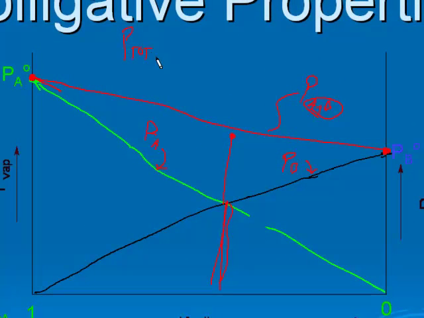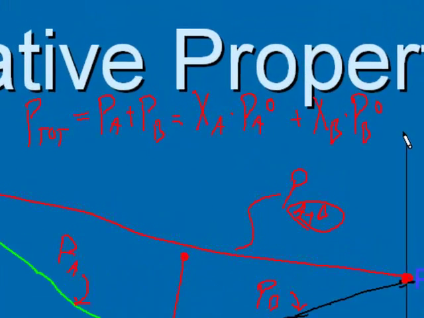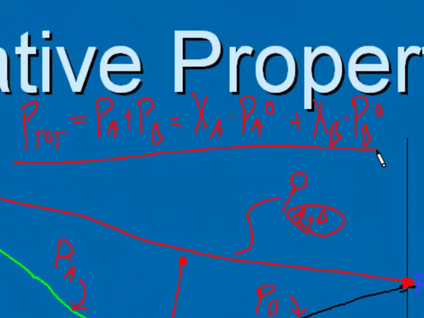So what does Raoult's law say then in mathematical terms? The total pressure, pressure A plus B, is equal to the partial pressure of A plus the partial pressure of B. But we know the pressure of A is the mole fraction of A times pure A's pressure, and we know that for B it's the mole fraction of B times B's pure vapor pressure. And so that's Raoult's law for two volatile components in the same system.